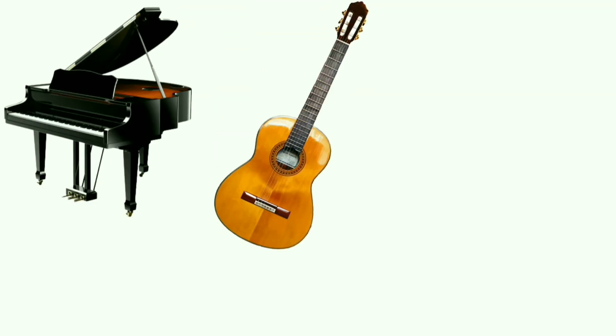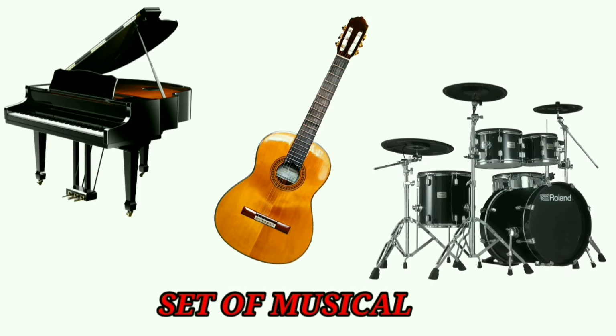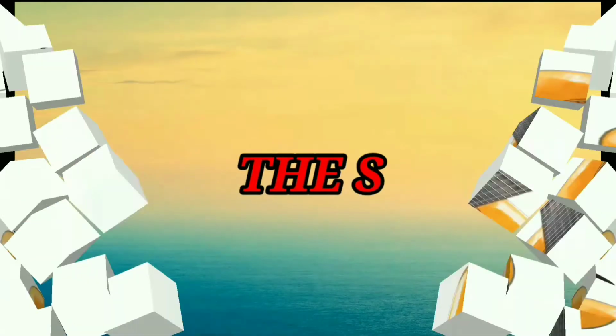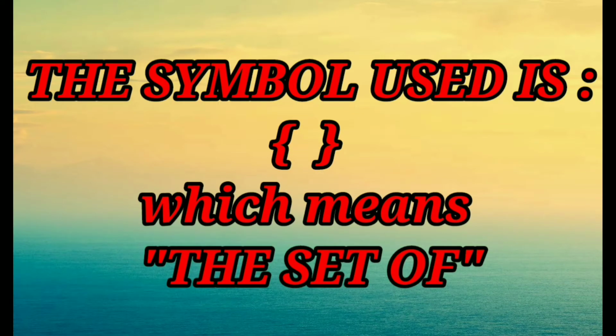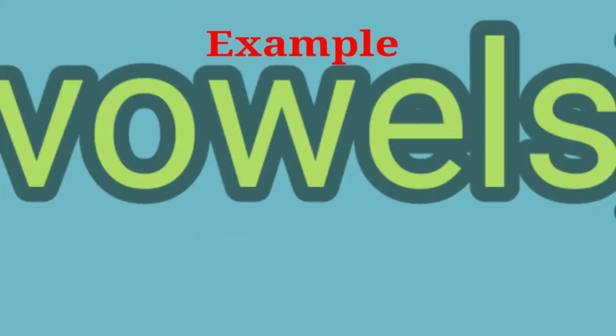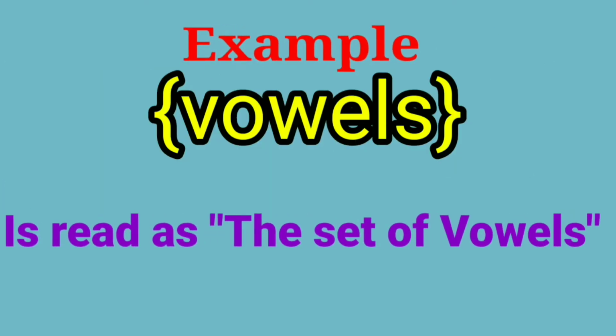Piano, guitar, drums. What do the instruments all have in common? They're a group of musical instruments. The symbol used to represent sets is a curly bracket, and it's read as "the set of." Take for example, if I were to put "vowel" inside of the curly bracket, it would be read as the set of vowels.